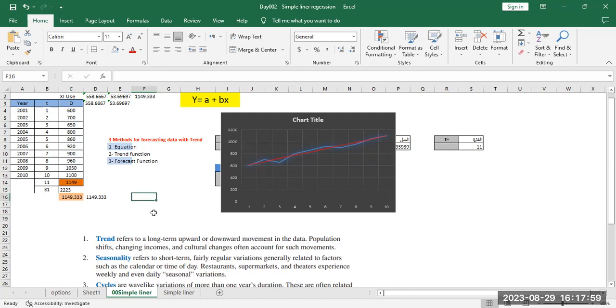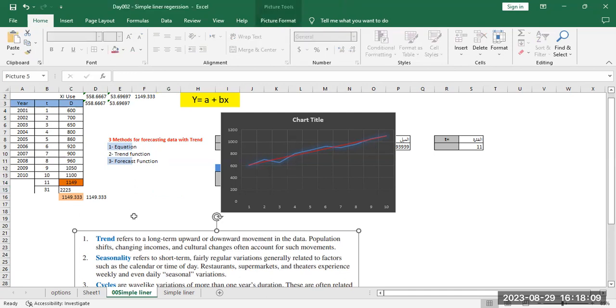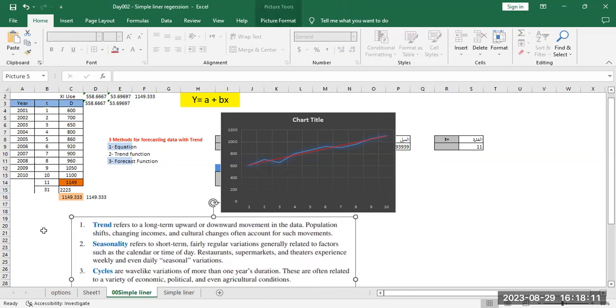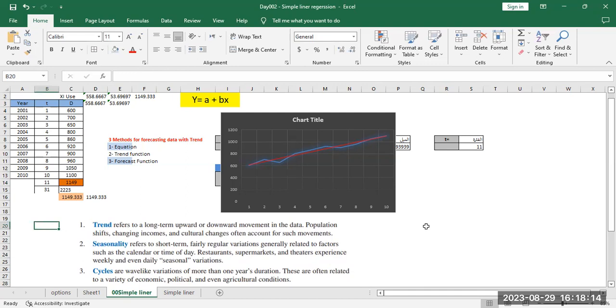This is a very short and simple explanation of how to use the simple linear equation to make a forecast for data which has a trend. Hope it can help some of us, especially our newcomers.